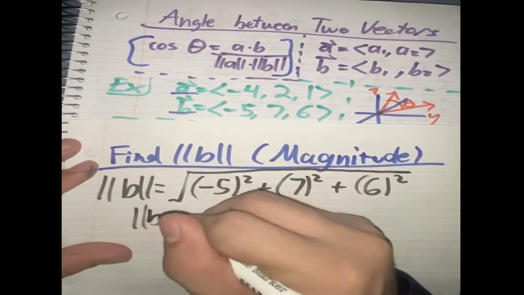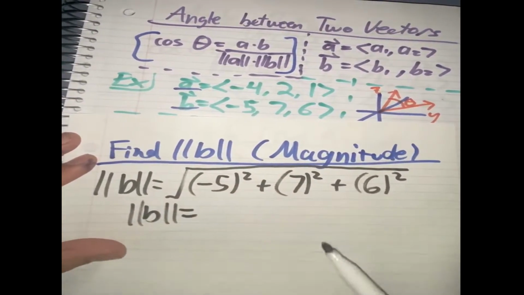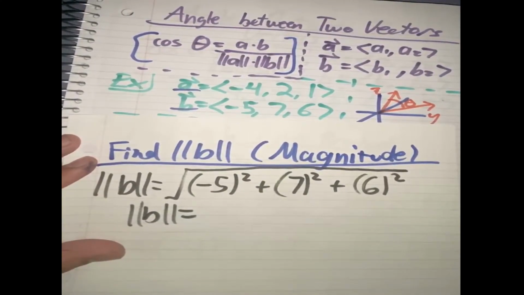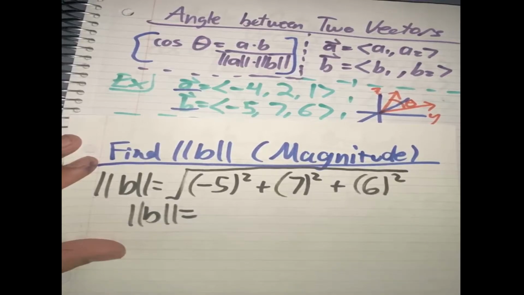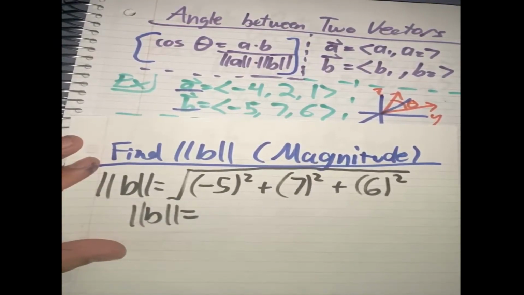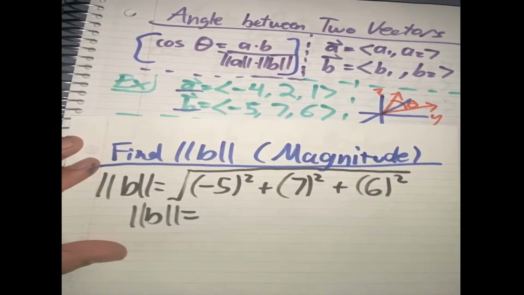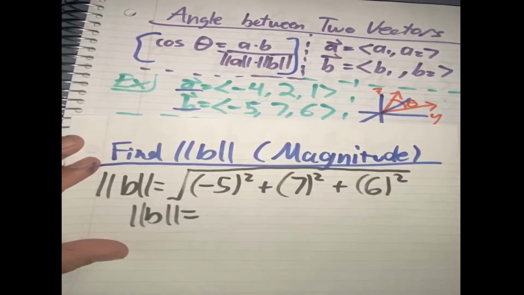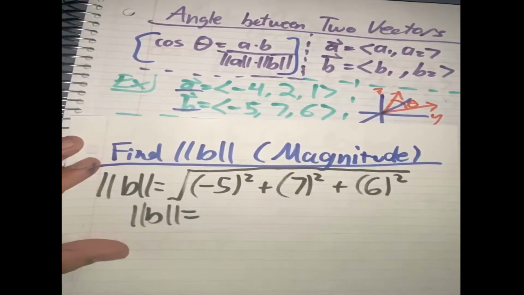Then the magnitude of B is equal to the square root of 25 plus 49 plus 36. So 25 plus 49 would be 74. 74 plus 36, so that would be exactly 100. Am I off? Yeah, I'm off. It's 110. So 25 plus 49 is 74, 74 plus 30 is 104, plus 6. Yep, 110.